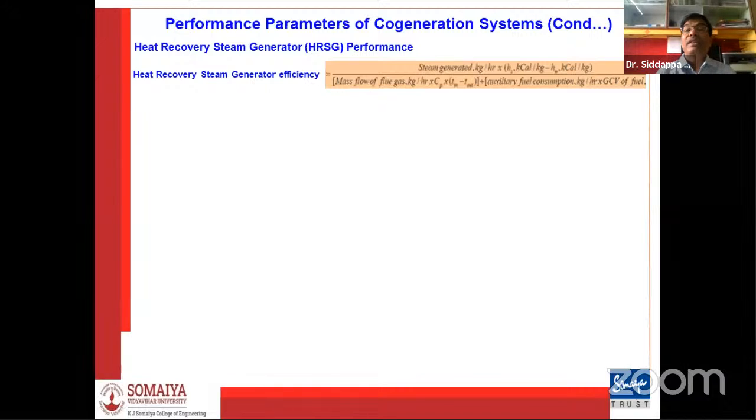Like in IC engines, we are using a calorimeter. As the exhaust gas enters the calorimeter, the heat will be absorbed by the calorimeter fluid and the gas will be cooled down. Then that will give you the amount of heat lost by the gas in the calorimeter. Similarly, as you are sending the waste gas to the HRSG system, the heat lost by the gas in the HRSG system will be mCp into delta T plus the auxiliary fuel consumption into the calorific value of the fuel.